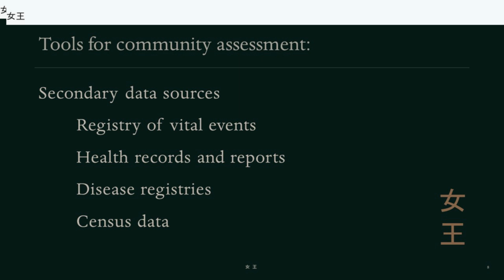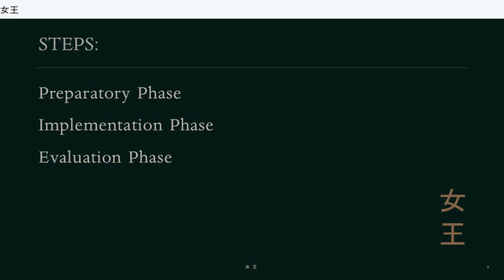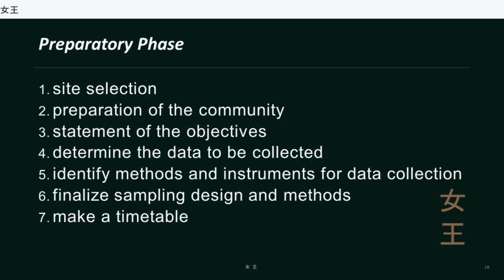Disease registries is a listing of persons diagnosed with a specific type of disease in a defined population. Census data is a periodic governmental enumeration of the population. Steps: preparatory phase, implementation phase, evaluation phase. Preparatory phase: site selection, preparation of the community, statement of the objectives, determine the data to be collected, identify methods and instruments for data collection, finalize sampling design and methods, make a timetable.